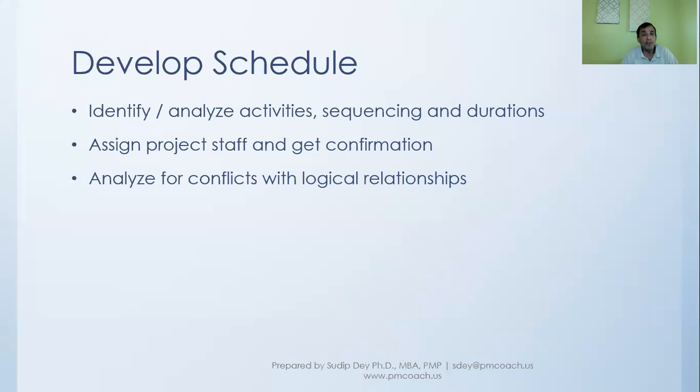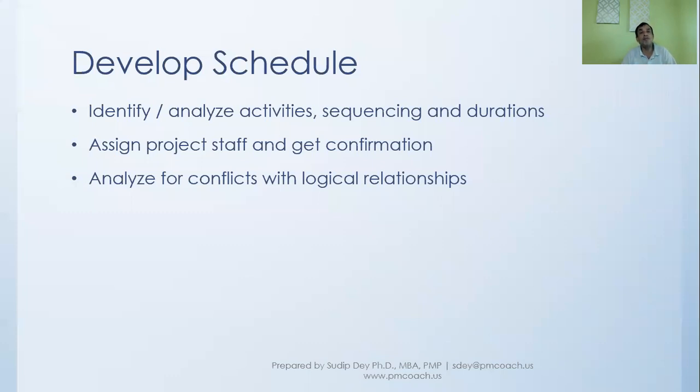We should also, when developing the schedule, analyze for conflicts with logical relationships. For example, we have this comes before, this comes after, and if there is something like a closed loop, or any kind of conflict, we need to get into that and resolve it. For example, you might have an imposed date and you have a dependency. And because of the imposed date, these dependencies will not work because of the durations that they have.